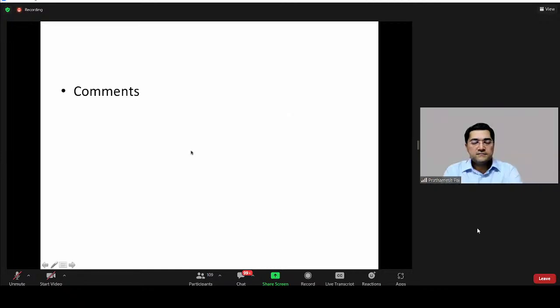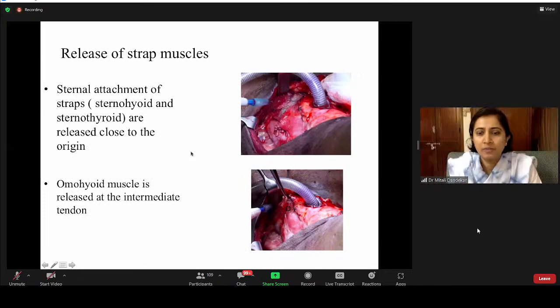No, please go ahead. Okay, so moving on, first would be the release of the strap muscles. The sternal attachment of the straps, typically the sternohyoid and the sternothyroid, are released close to the origin, that is as low as possible to encompass the entire laryngeal unit. The omohyoid muscle also is released at the intermediate tendon.